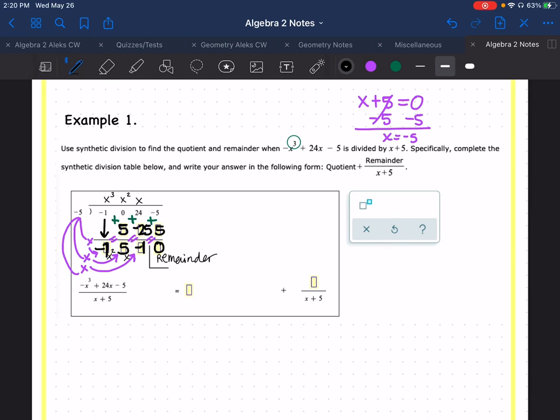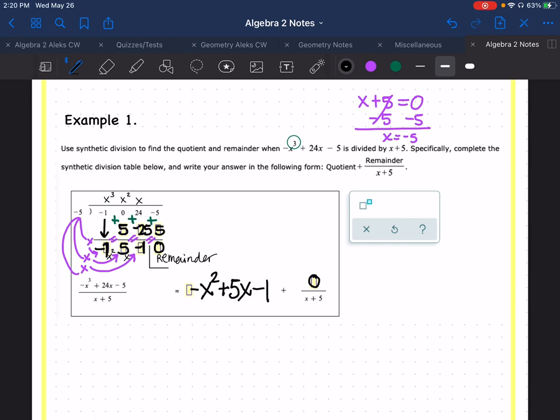But it's not necessary. You're not going to be able to add that to Alex. Here's what you're going to put for your answer. You're going to put negative x squared plus 5x minus 1, and you're going to put the 0 right here.